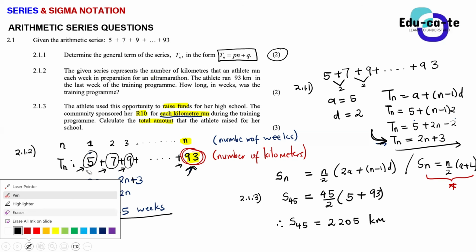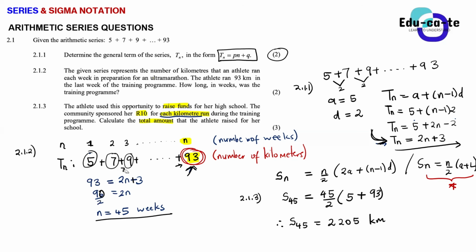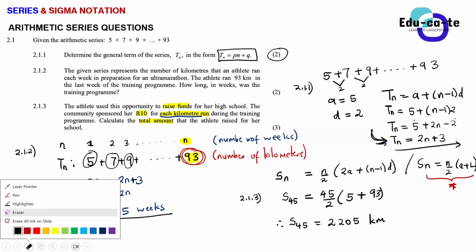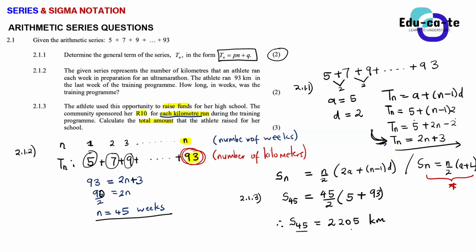So do you see, guys, that this is something that you can apply in realistic terms? It's not just something that you cram. So we know that this is the total number of kilometers that she ran through the training program. Now my question is, how are we going to find the total amount of money that she raised? We are going to multiply the total kilometers by 10, because we know that each and every kilometer she was getting 10 rand and she ran 2,205 kilometers.